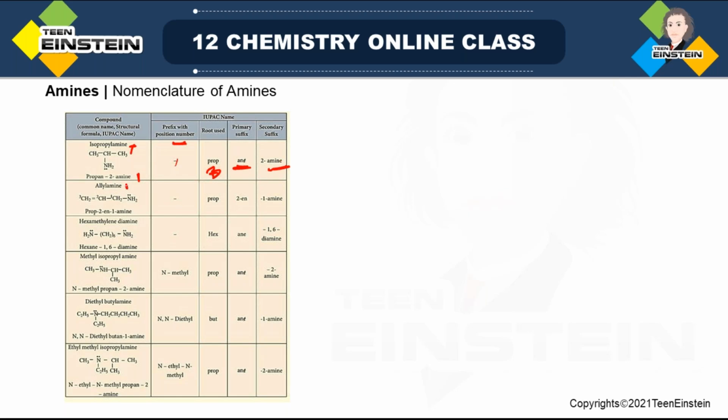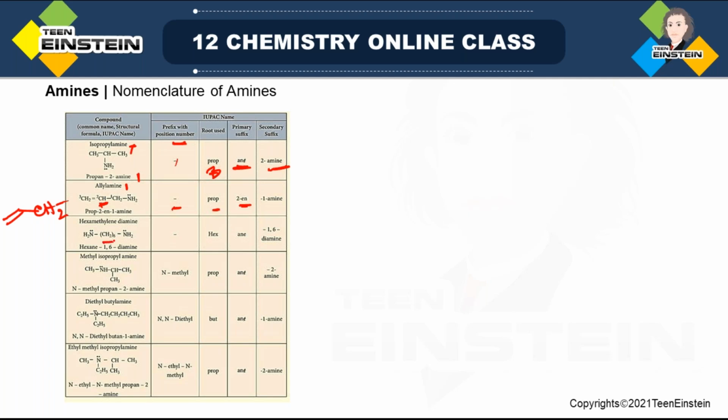Next example, the common name is allylamine because the allyl group is like this, C=C double bond then CH2. This group is the allyl group. So if it is attached to NH2, it will be called allylamine, the common name. But if you follow IUPAC, it is 3 carbon, but there is no other substituent, so no prefix. Then prop, and the primary suffix is not alkane, it is an alkene derivative. A C=C double bond is present and the position of the double bond is 2. That is why 2-en, then 1-amine. Combining all this, it will be prop-2-en-1-amine.